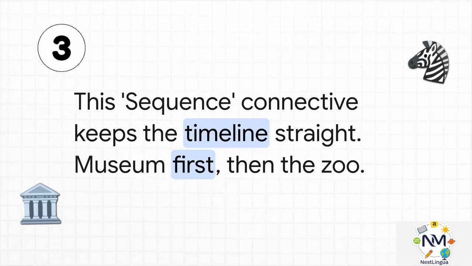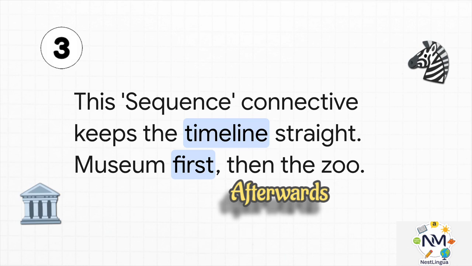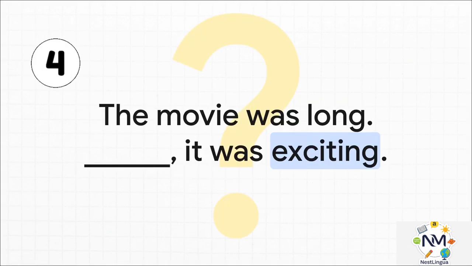Exactly. This sentence is all about the timeline, the sequence of events. So a sequence connective like afterwards makes it totally clear that the zoo trip came after the museum. Okay, how about this one? The movie was long. Blank, it was exciting. So we have two different qualities for the movie. One's kind of a negative, but the other's a positive. How do we link those two ideas?